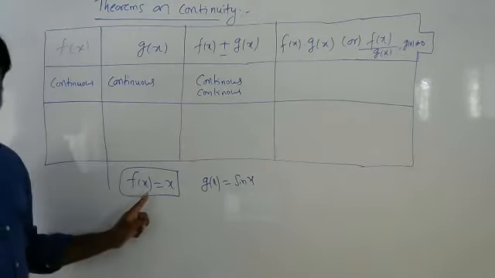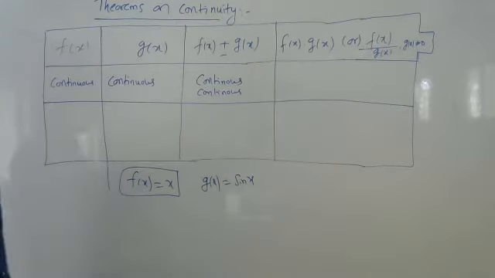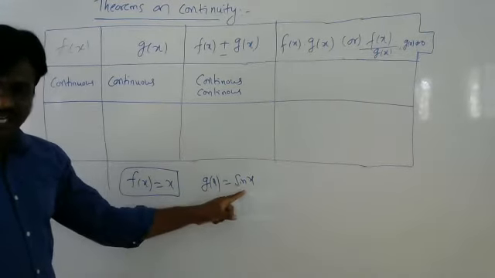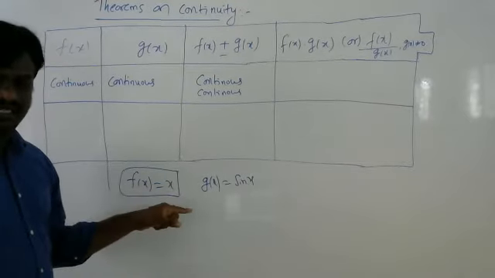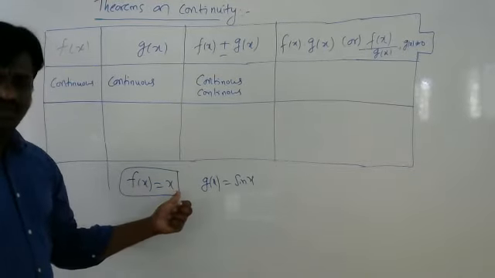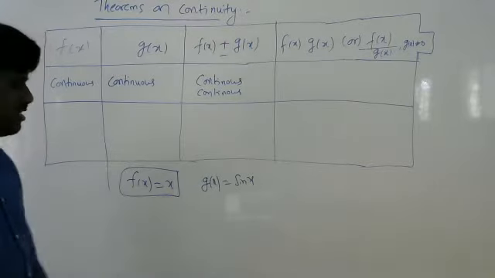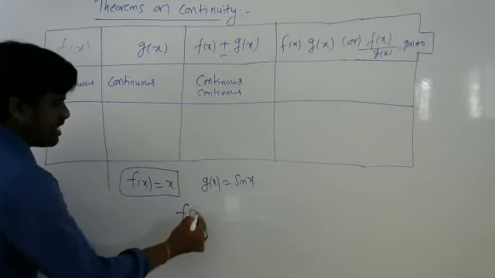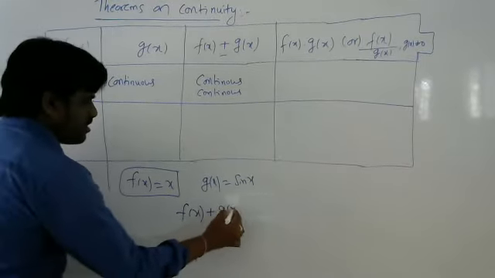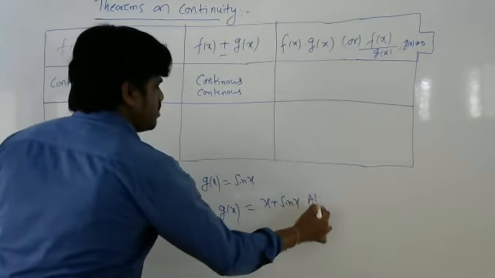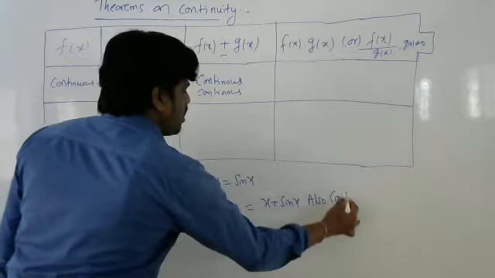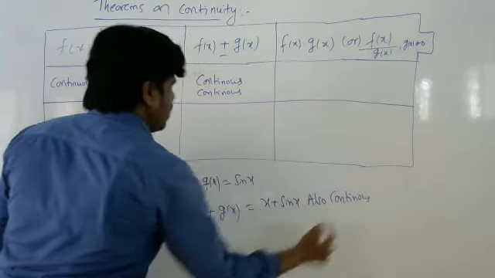If f of x is continuous and g of x is continuous, I know g of x is sin x, which is a continuous function. f of x is x, a line. It's a polynomial function, so it is continuous. Then I can say f of x plus g of x, that is x plus sin x, is also continuous.